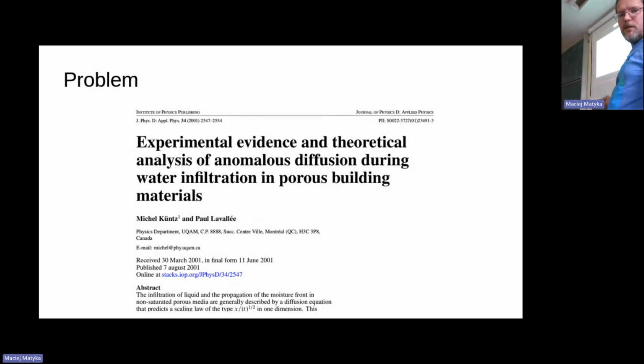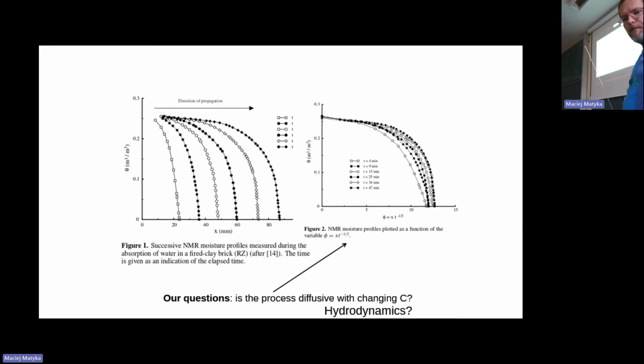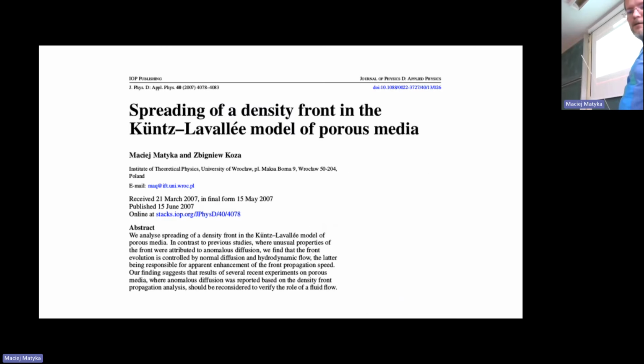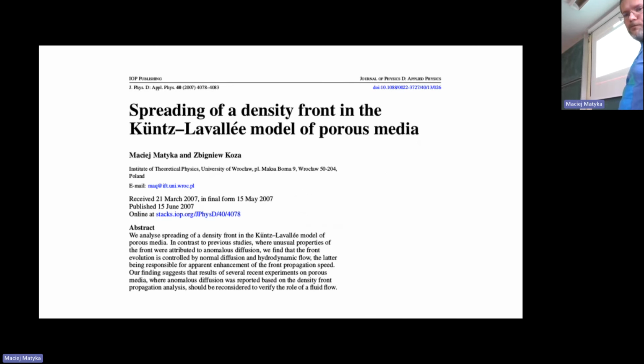so there was the idea of Kens and Lavallée, that they took the similar calculations, but they added the profiles from the model, and they said that this is kind of super diffusion. Super diffusion means faster than usual diffusion.